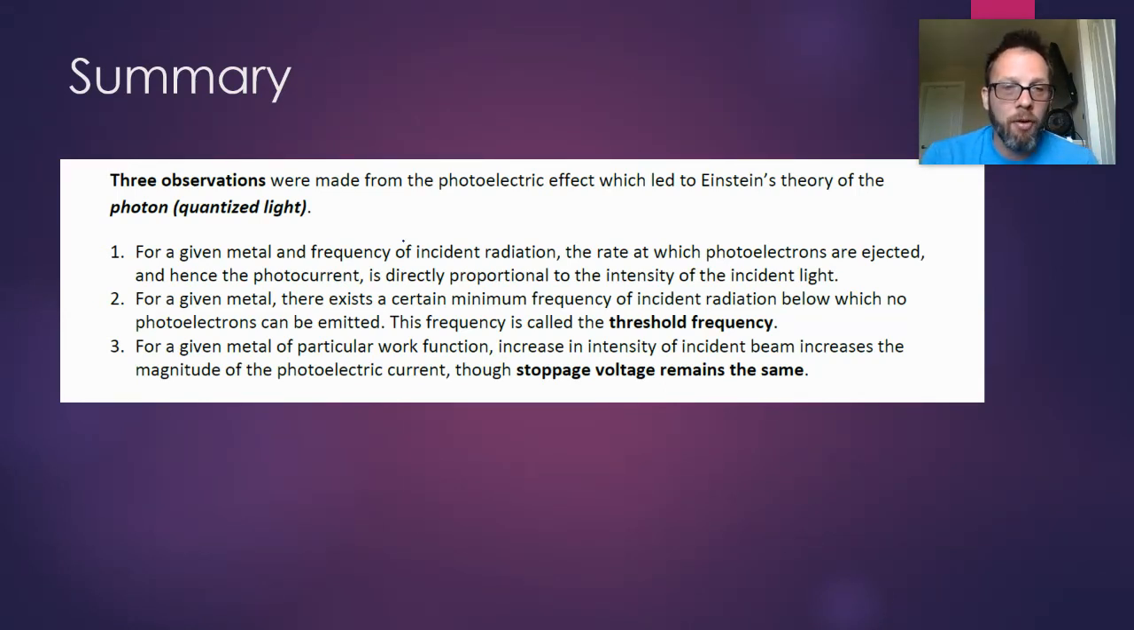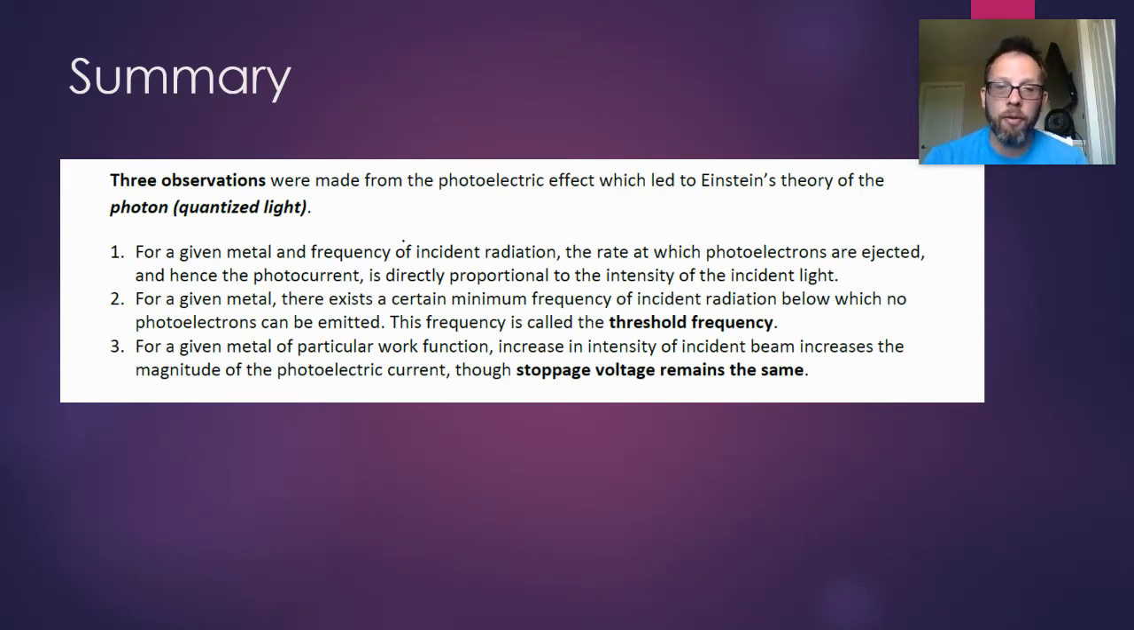For a given metal, there exists a certain minimum frequency of incident radiation, below which no photoelectrons can be emitted, and we call that the threshold frequency. So remember, for sodium, it was somewhere between green and blue. We had that threshold frequency, no photoelectrons.